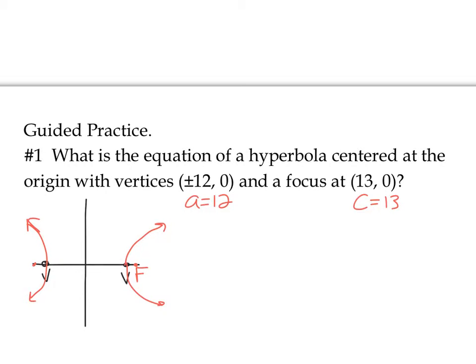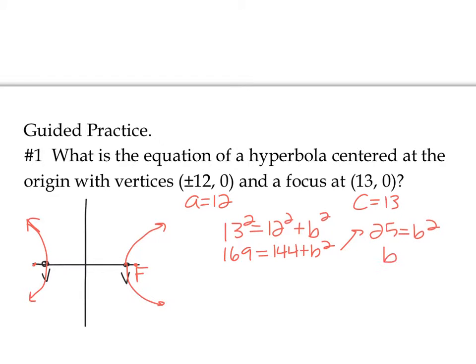So now we're going to set up c squared equals a squared plus b squared. That's going to be 169 equals 144 plus b squared. Do that over here. So that's going to be 25 equals b squared. So b equals 5. Or actually, more importantly, we can leave it as b squared, because when we write our equation, it's going to be over b squared.